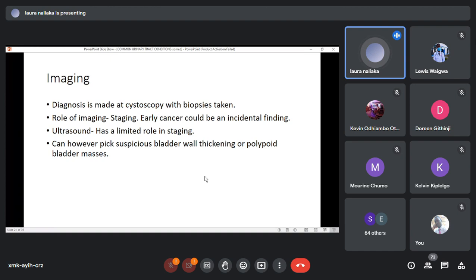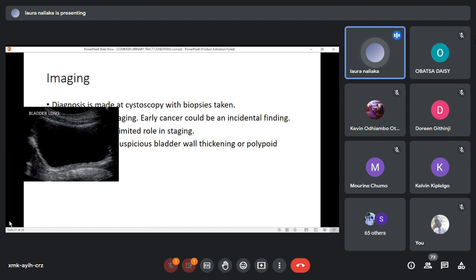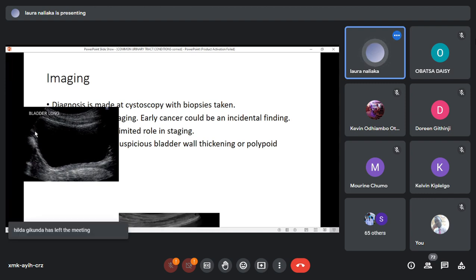Ultrasound has a limited role in staging, but you'll be able to pick a suspicious bladder mass or bladder wall thickening when you're doing an ultrasound. This is a normal urinary bladder on sonography. I showed you the image.